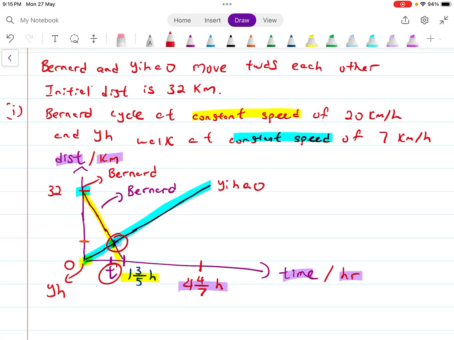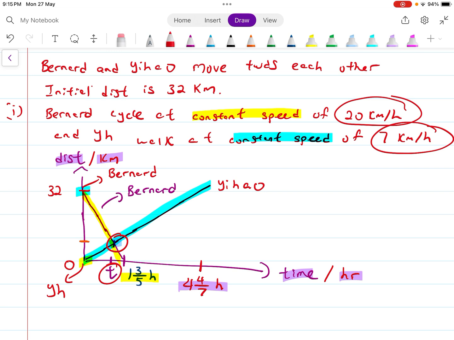Right, so let's go through this question. We have Bernard and Yi Hao moving towards each other, and their initial distance is about 32 kilometer. Bernard is cycling at a constant speed of 20 km per hour, and of course Yi Hao walks at a constant speed of about 7 km per hour. We are required to draw a distance-time graph to illustrate this information.